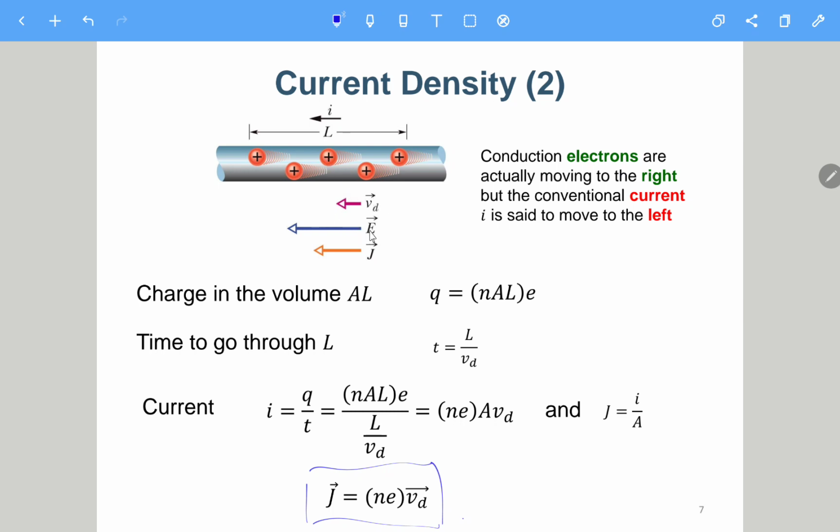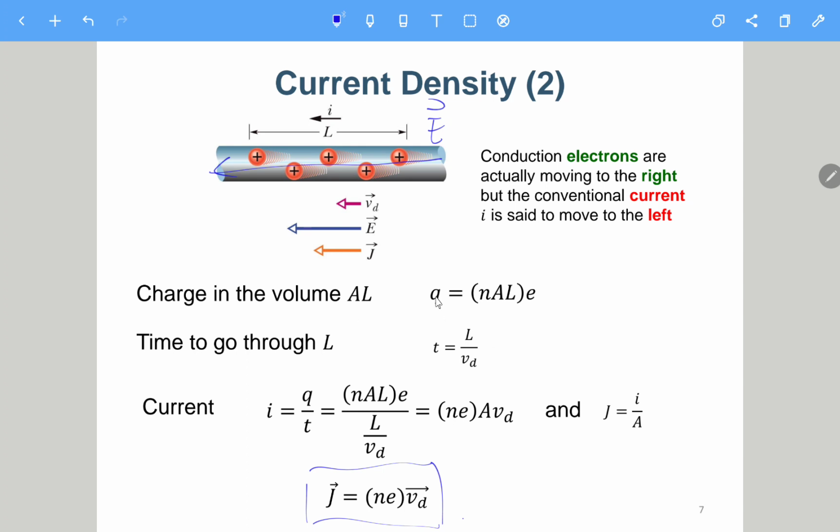And in that case, there should be an E field all the way like this to push the positive charge to the left side. And also the current density also points to the left side. So all the vectors point to the left side. Okay, very nice.